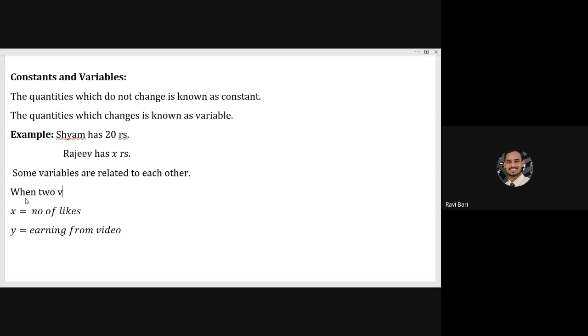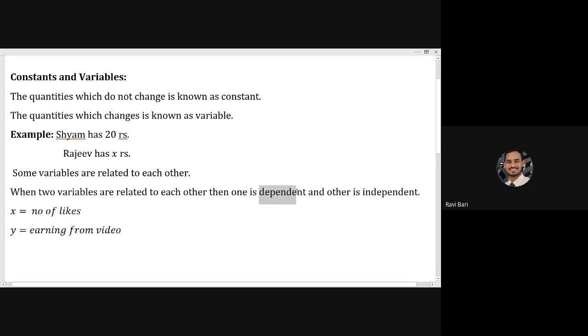When two variables are related to each other, then one is dependent and the other is independent. When two variables are related to each other, one is dependent, another is independent.